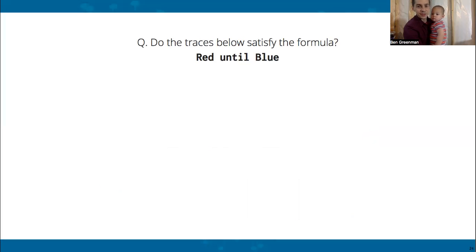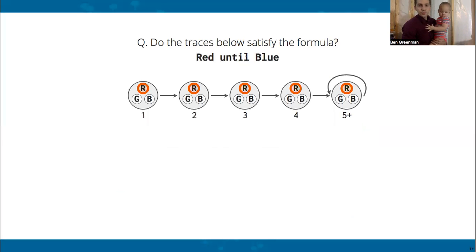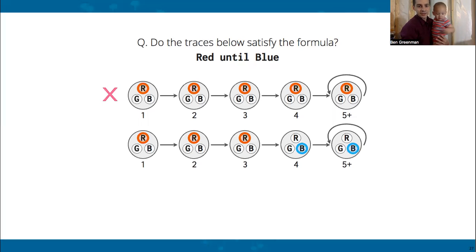Now, a third and last trace question. Red until blue is our formula. So this until is strong until, just to be clear. Here's the first trace. Does this trace where red is on in every state satisfy red until blue? Yes or no? No. And that's because we need blue to come on at some point for strong until.